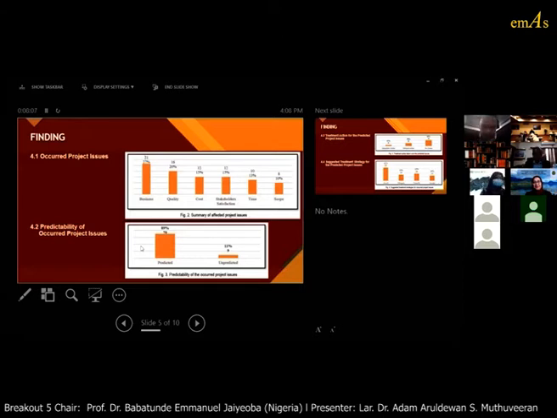So the third finding is the treatment action taken on the predicted project issues. The interviewees were asked about the 70 predicted project issues, and we found that the majority, 59% of the predicted issues, had no action taken on them.